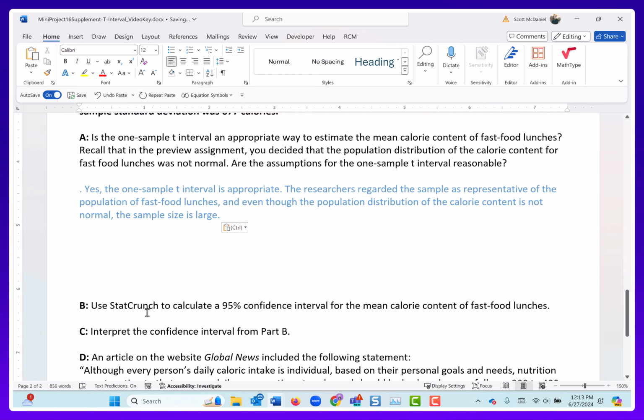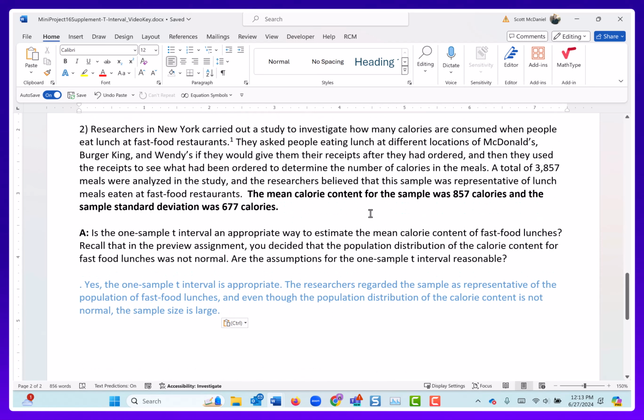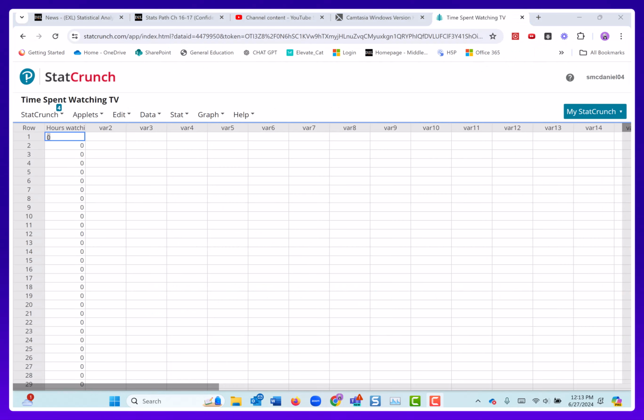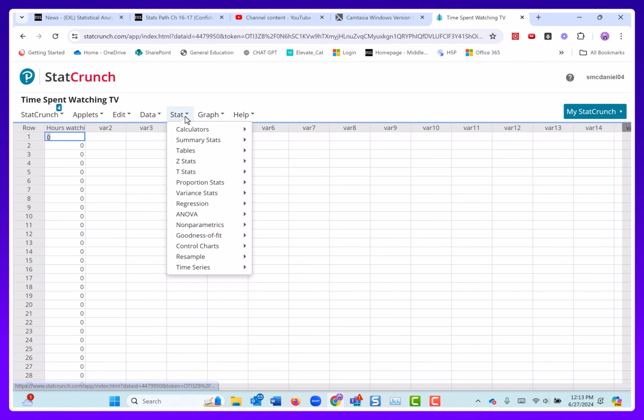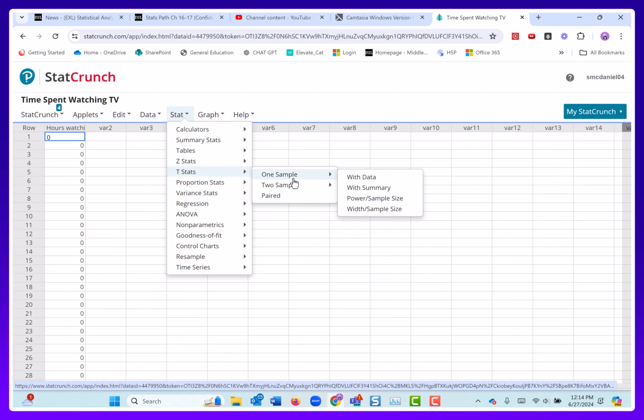So now let's use StatCrunch to calculate a 95% confidence interval for the mean calorie content of fast food. And if we just had one number, we would say it's about 857 is the mean. But we know that there is some error. If I went out and got another sample of about 4,000, it's going to be slightly different. So what is that interval going to be? So I'm going to go to Stat, T-Stat. Don't go to Z-Stat. It'll give you something very, very close, but we're going to use T-Stat. It's just one sample, and this time we have the summary data.